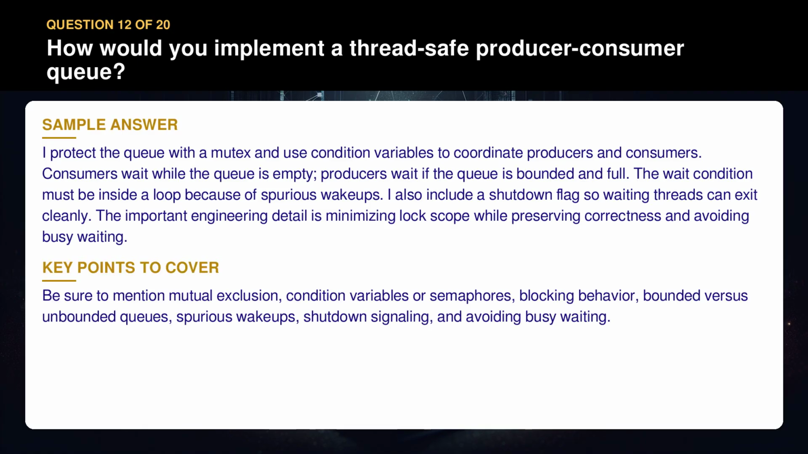Be sure to mention mutual exclusion, condition variables or semaphores, blocking behavior, bounded versus unbounded queues, spurious wake-ups, shutdown signaling, and avoiding busy waiting.